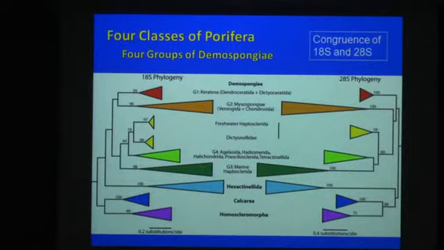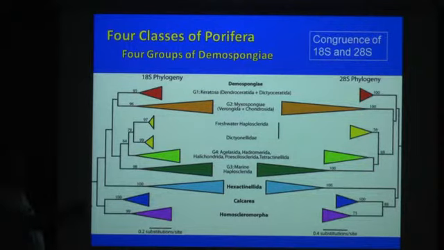When we look at our 18S and 28S trees, this is just one to show you how congruent they are. The bootstraps here are based on these Bayesian analyses of these phylogenies. And you can see that we have these major groups of demosponges. So the Keratosa are what you used to call the orders Dendroceratida and Dictyoceratida. G2 is the Myxospongiae, which is Verongida and Chondrosida put together now.